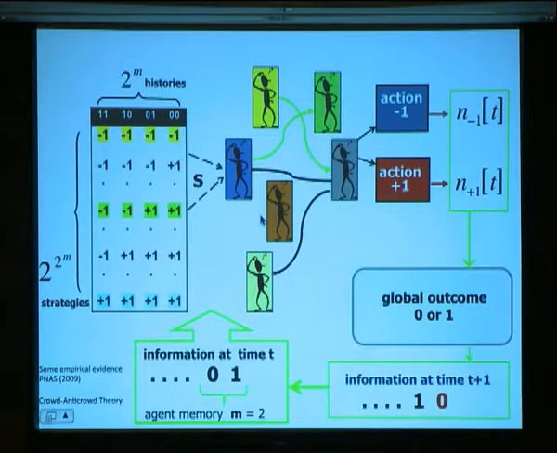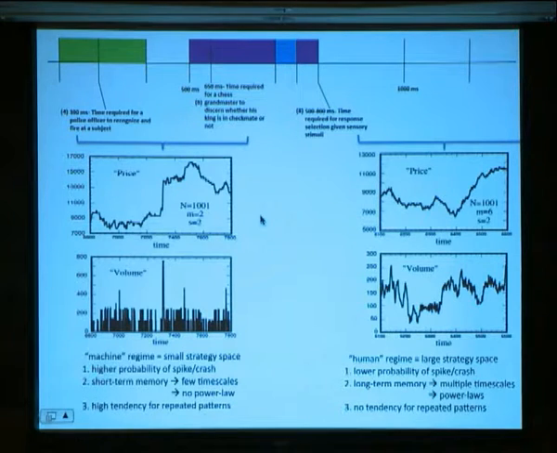I'm not saying it is then for the model, but it's really interesting. I think you need a kind of analog version for the human regime, and it goes to the binary version when you're down in machine land. So what we find is that you can explain the distribution and the high likelihood of crashes and spikes down in this sub-second regime purely by this crowding in strategy space.